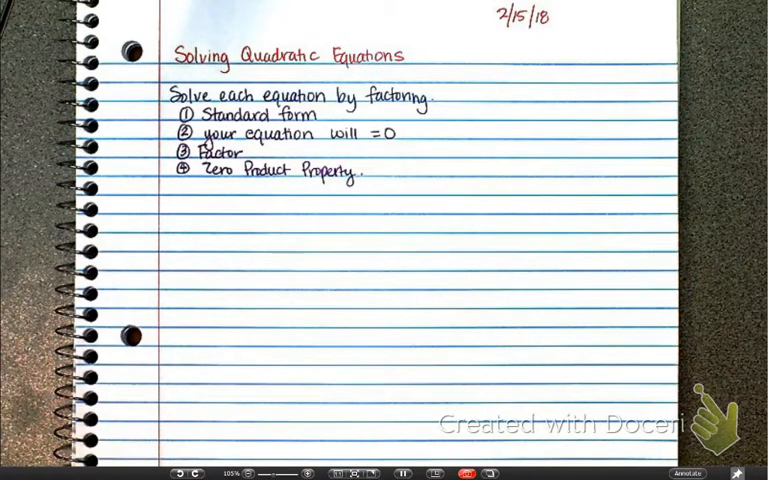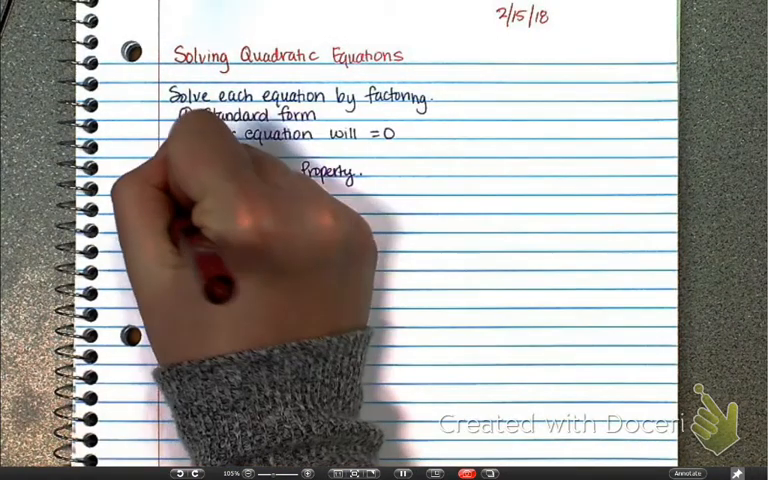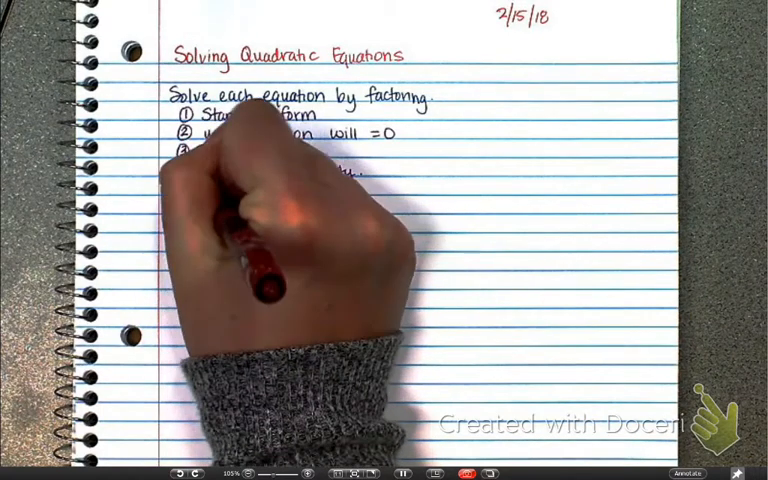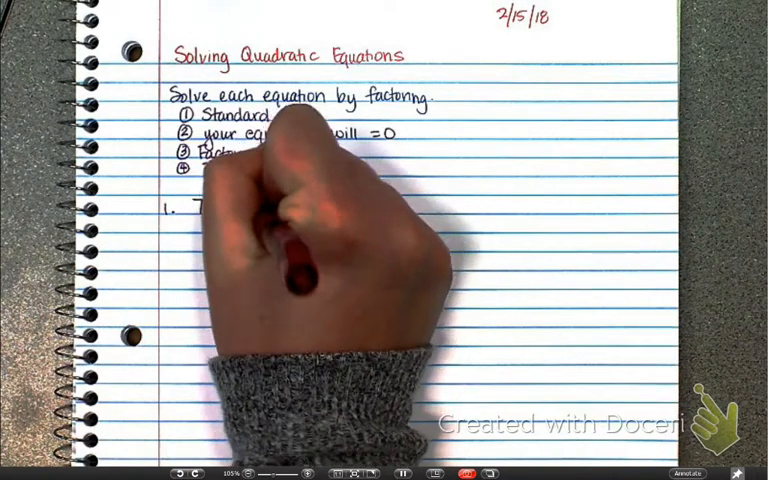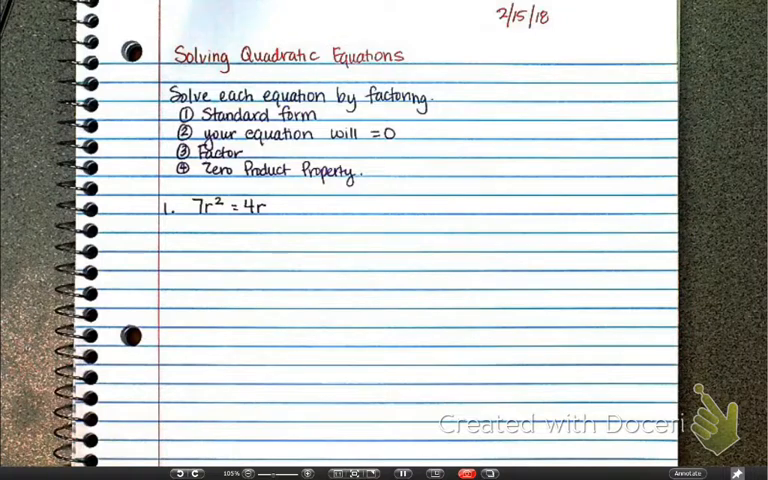Cool? Okay, so let's try one. We're taking what we've learned over the last couple weeks and putting it all together in one thing. Is this like the final lesson? This is the final lesson. That's on the test, yes.